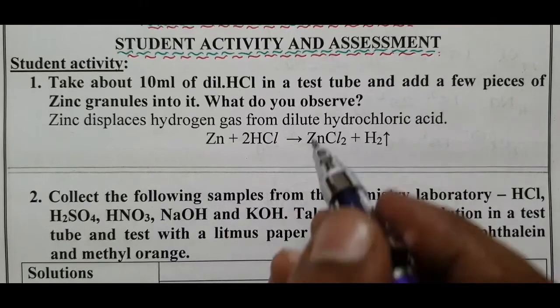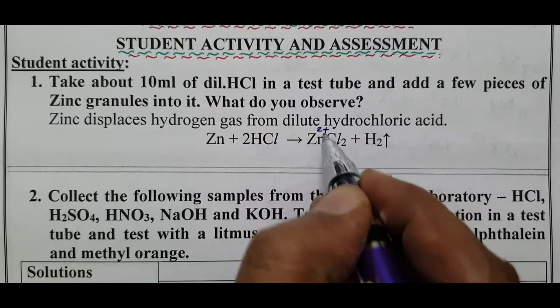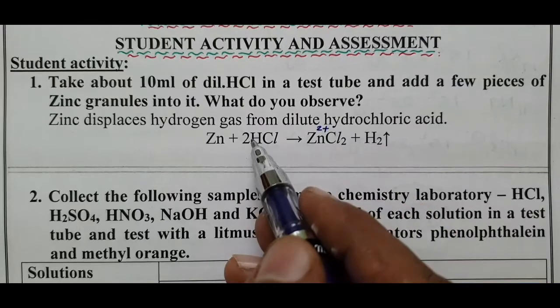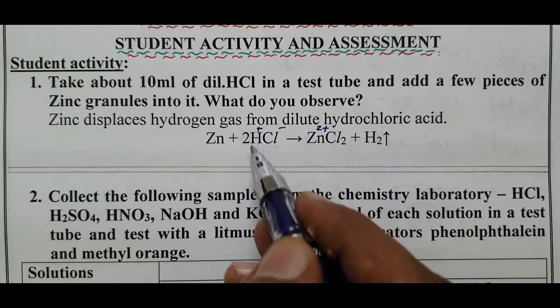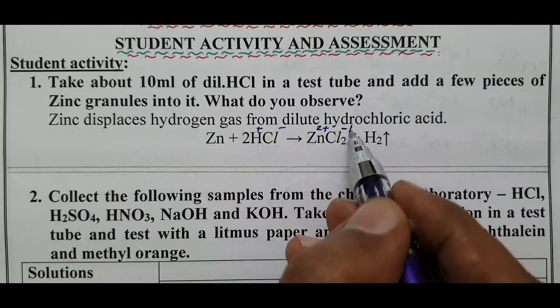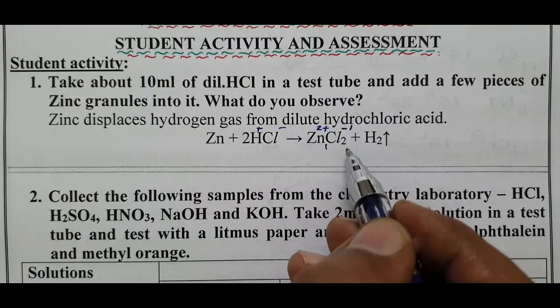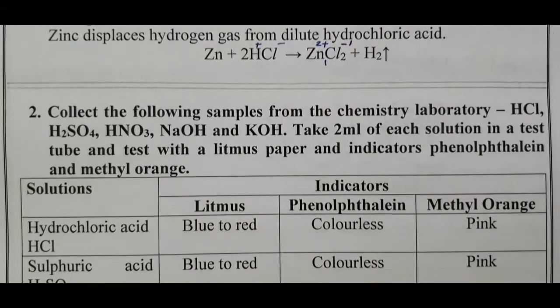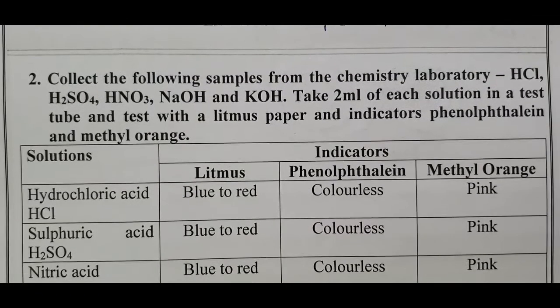Zinc loses 2 electrons and becomes Zn2+ ion. Those 2 electrons are gained by 2H+ ions and are removed as H2. Zinc chloride is formed with the liberation of H2. This is one of the properties of acid and metal.